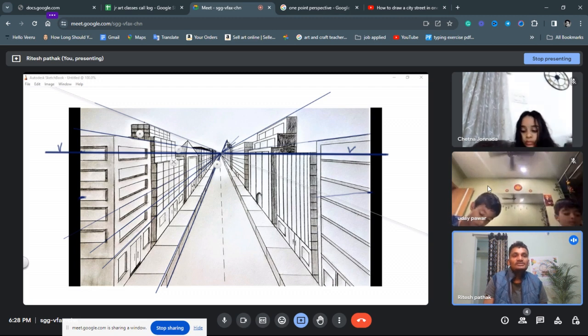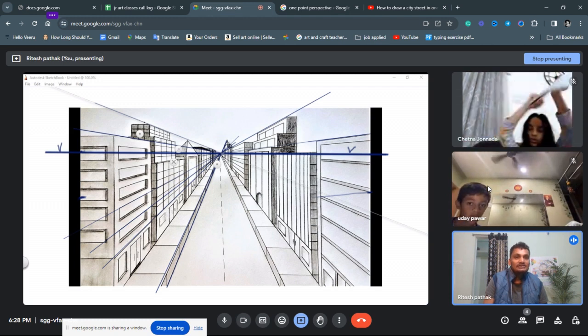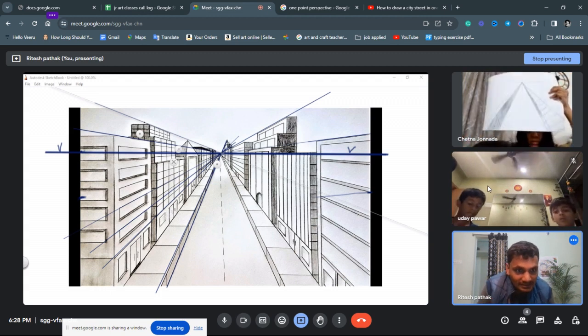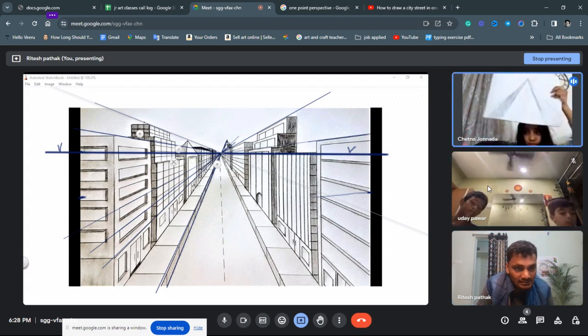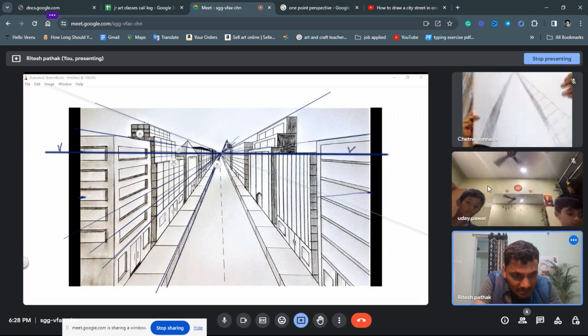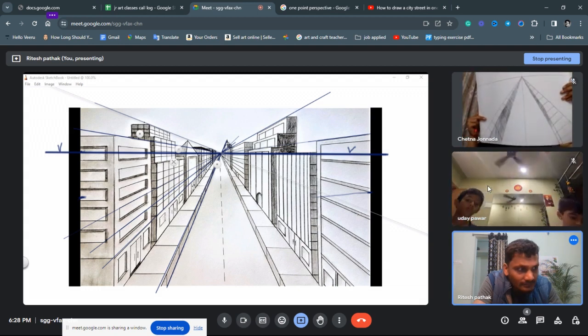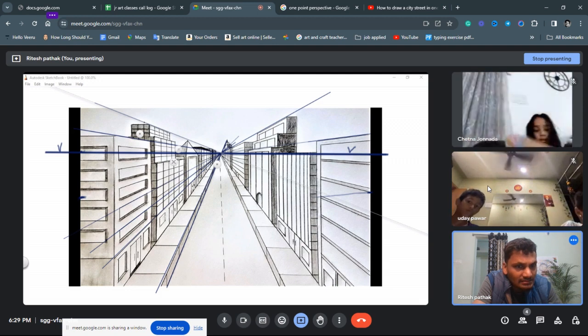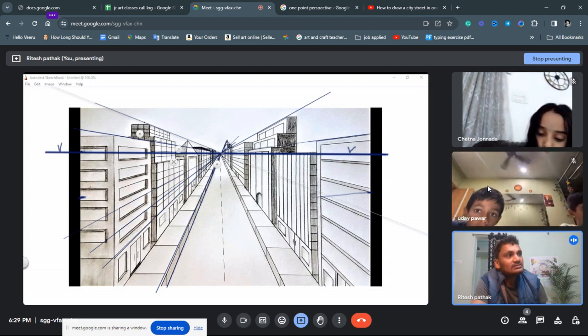Chetna, can I see how much you did now? Show me, Chetna. You are doing like Arjun. One of my students, Arjun, never shows me what he is doing. Chetna, put it proper, put it proper. Why did you do that darker shading, Chetna? Chetna needs to understand.